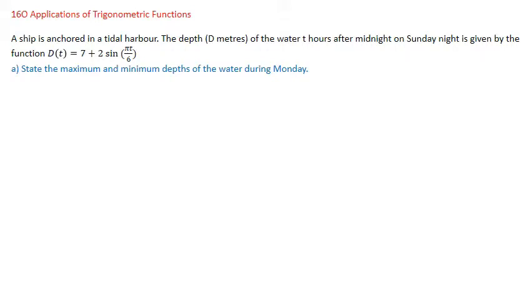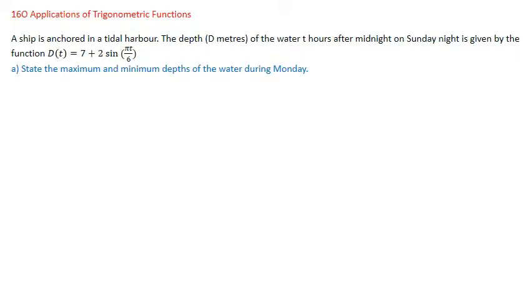Okay, so applications, real life questions. We've got a ship anchored in a tidal harbour. That means the water goes up and down, like the tide. The depth, d meters, of the water, t hours after midnight on Sunday night, is given by the function d of t equals 7 plus 2 sine pi t over 6, also known as pi over 6 times t. The first question is: state the maximum and minimum depths of the water during Monday.